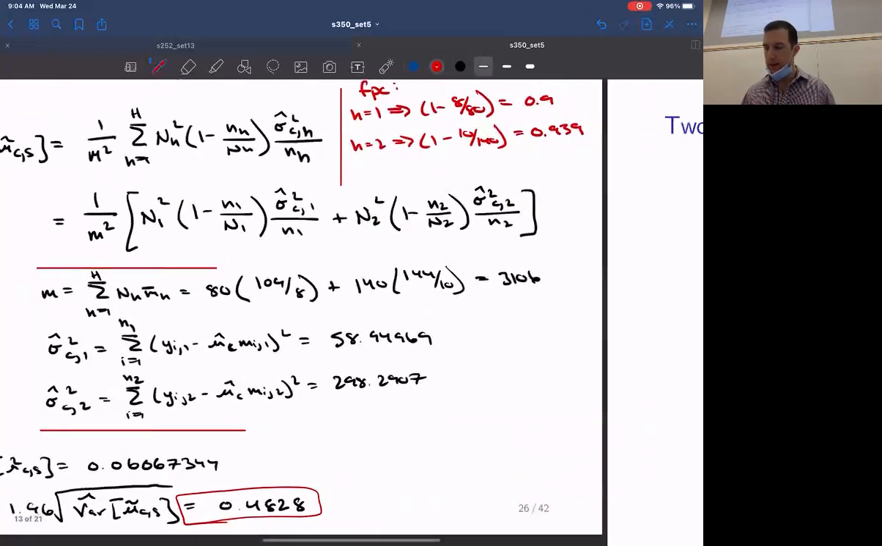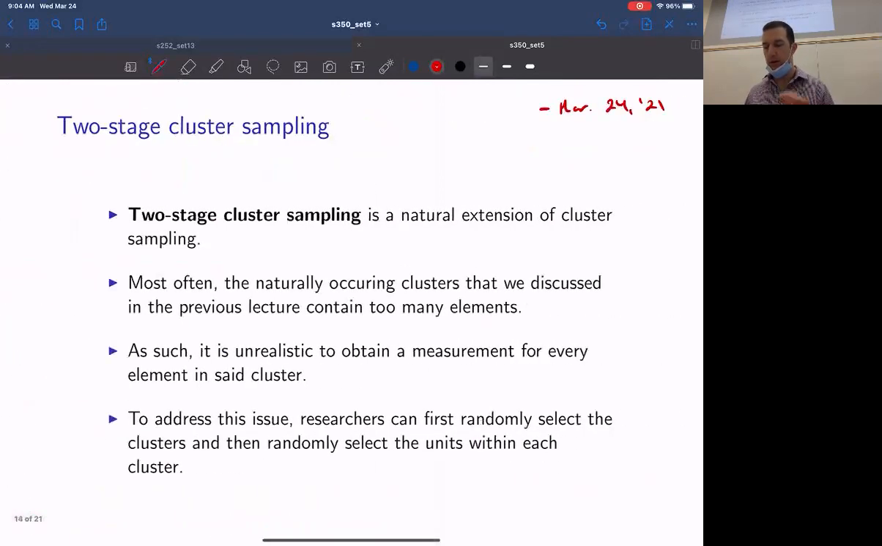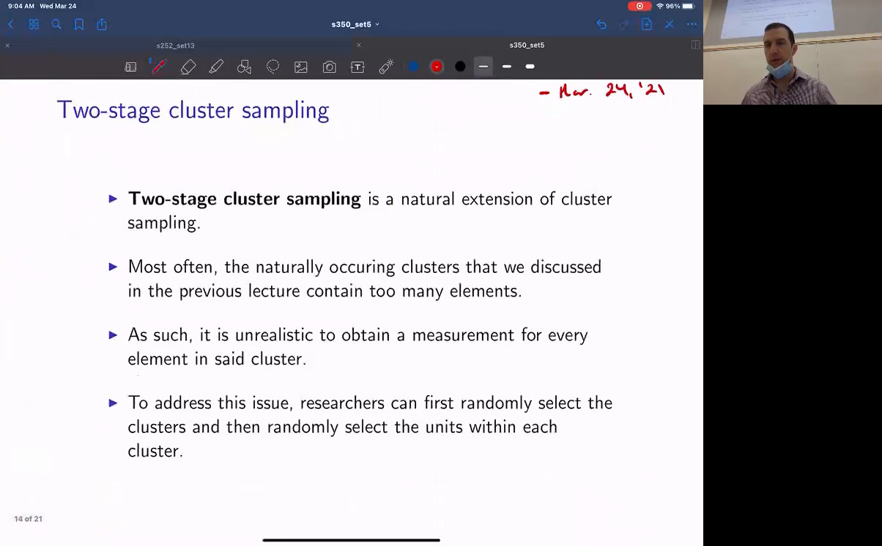All right, so today we are going to start by talking about two-stage cluster sampling. Two-stage cluster sampling, as you might guess, is an extension of regular cluster sampling. In regular cluster sampling, we basically just split the population into different collections of elements, and those collections are the clusters.